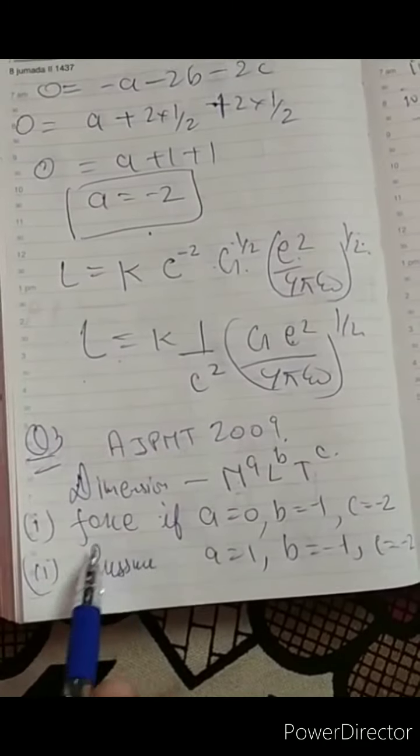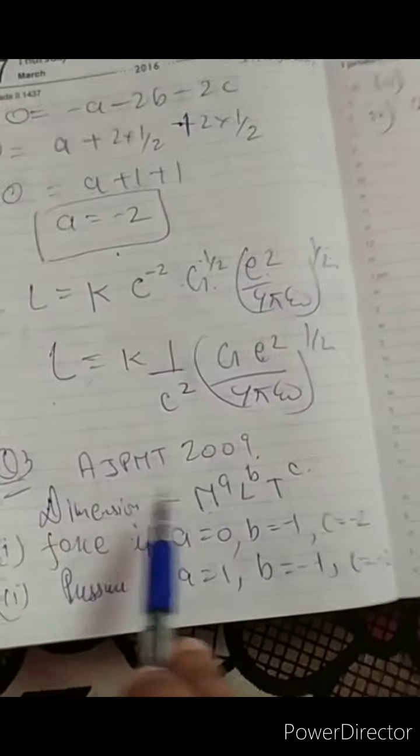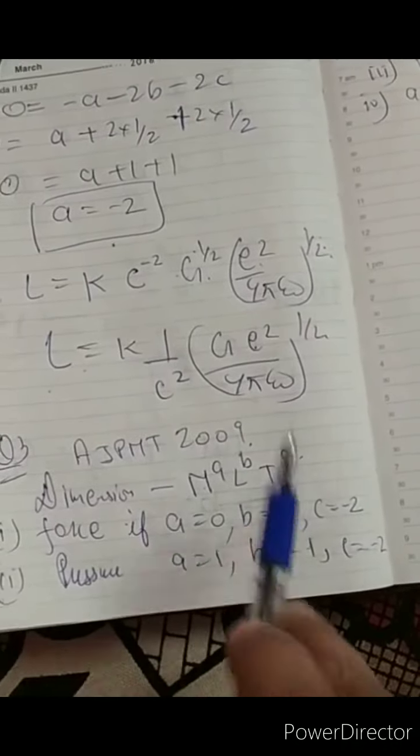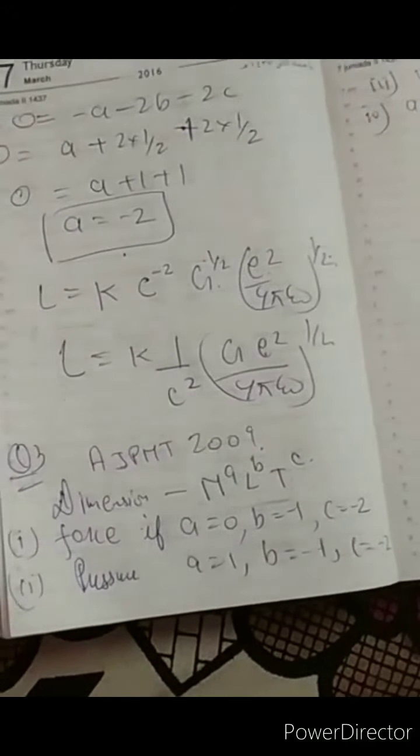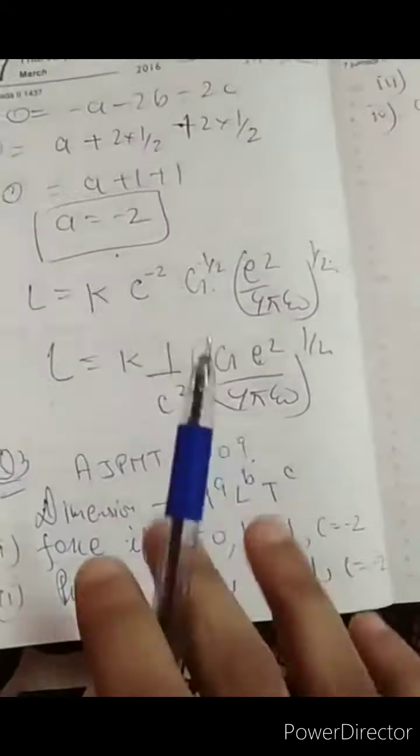So you have four quantities: force, pressure, velocity, and acceleration. Which one is correct and suits this MLT form? You have to find the correct option. So let's check it out.